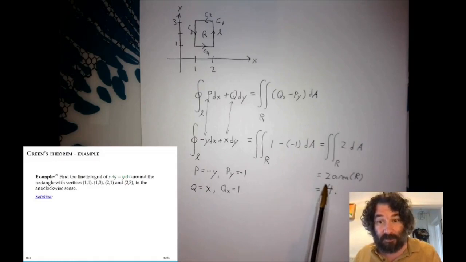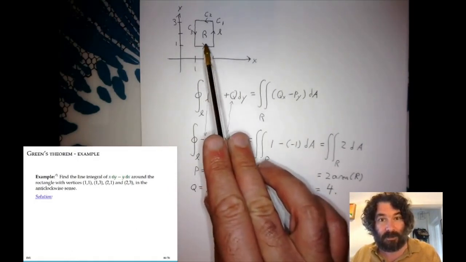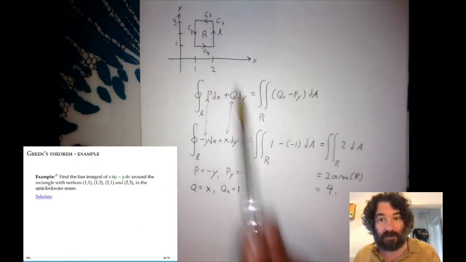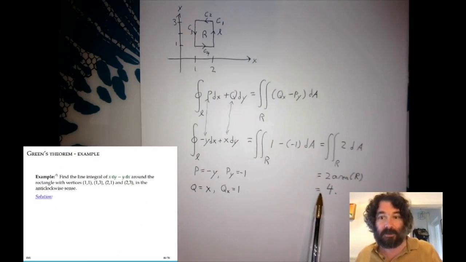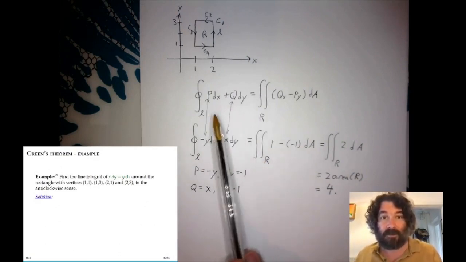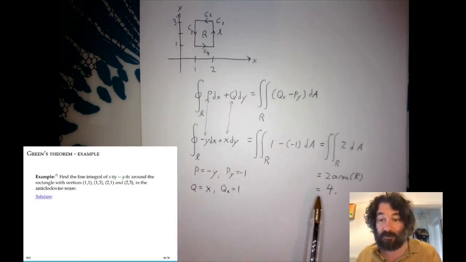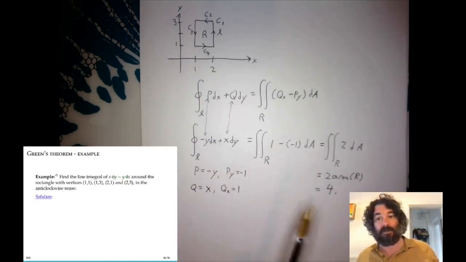We have here this double integral is 2 times the area of R. So the area of R in this case is 2, as width 2 and height 1, and so 2 times 2 is 4. Green's theorem tells us that this line integral around the boundary of the region R is going to be given by 4, found by doing a double integral.